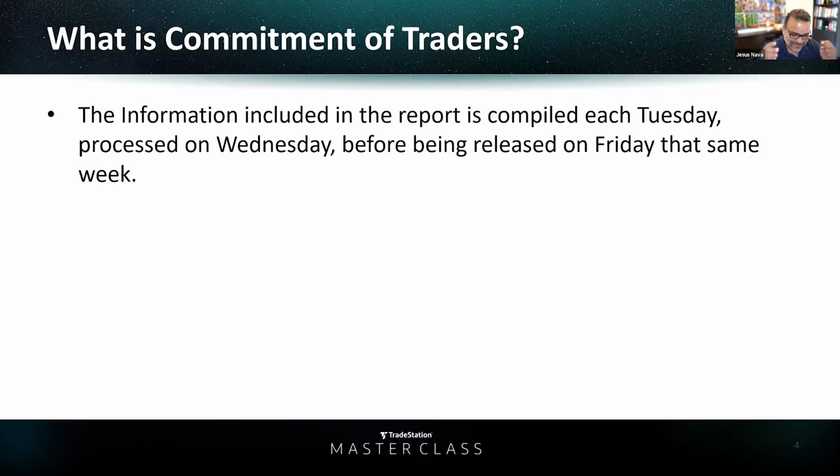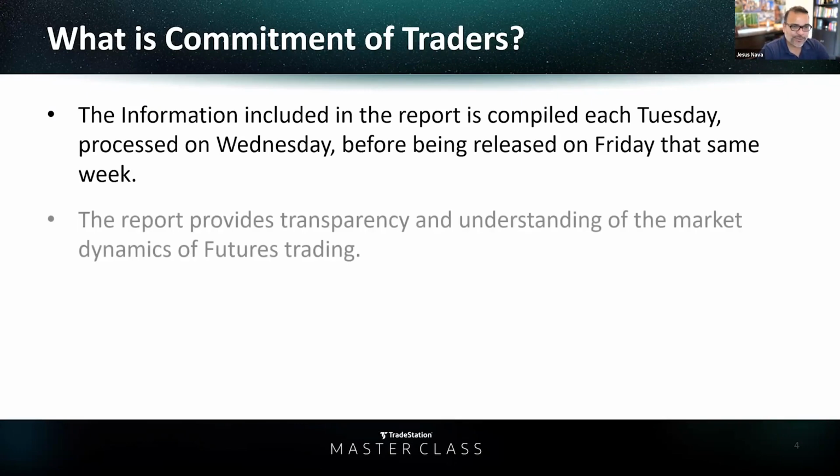It's finalized on a Wednesday, but is released on a Friday. On the TradeStation side, what we do is take the data on that Friday and publish it on a TradeStation chart. So towards the end of the day Friday, because that's when the CFTC releases the data, we'll take those numbers, put them on the chart and back date them to Wednesday, because that's when the data actually is from. The report provides transparency and understanding of the market dynamics of futures trading.